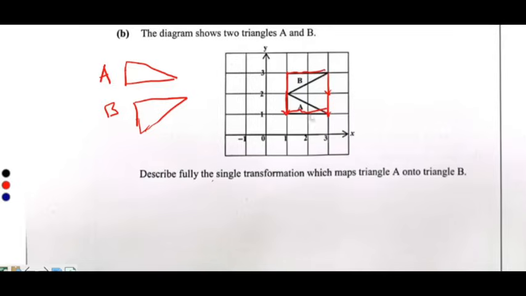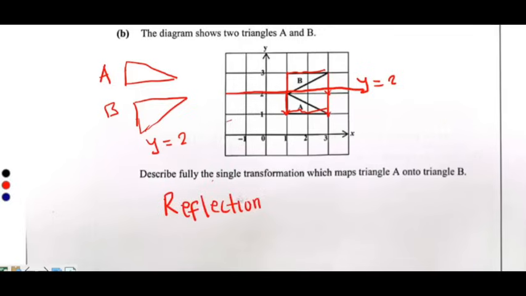Since they have got the same distance, we need to identify the mirror line. The mirror line is going to be where we have y is equal to 2. That is where the mirror line is going to be drawn. So the mirror line is here. To describe this transformation, you can see that actually we have a reflection of one triangle to the other, with mirror line y is equal to 2. So this is a reflection transformation.